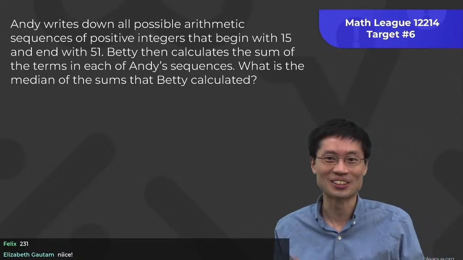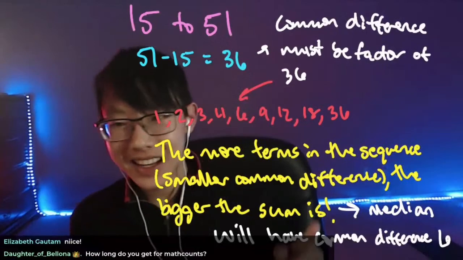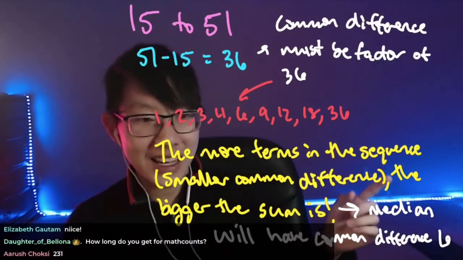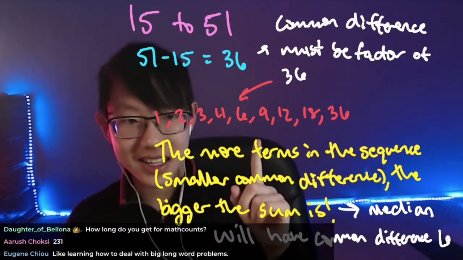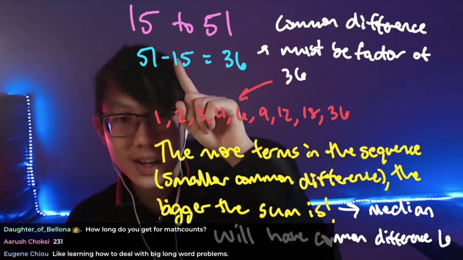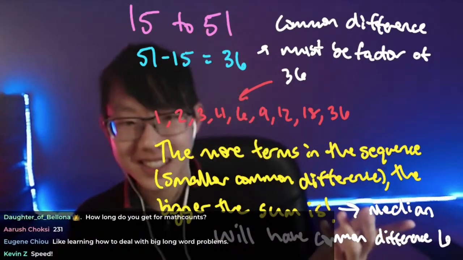Okay, Eddie, why don't you go and then I'll go. A lot of you were mentioning, is there a faster way? If you really think about it, once you figure out that the median is 6, so that the common difference has to be 6, you just have a sequence from 15 to 51 with common difference 6.